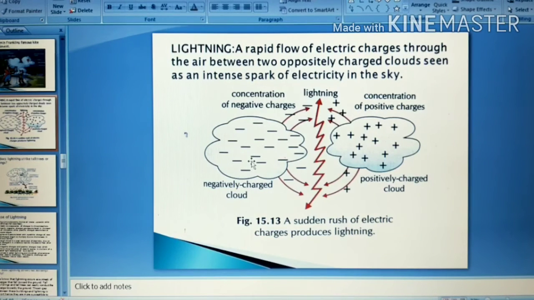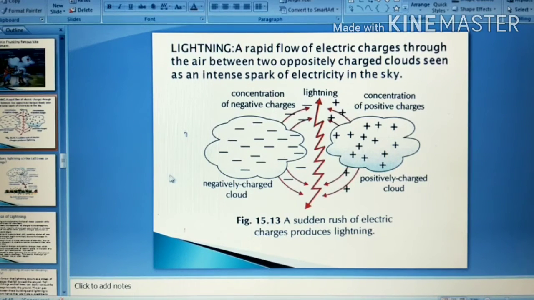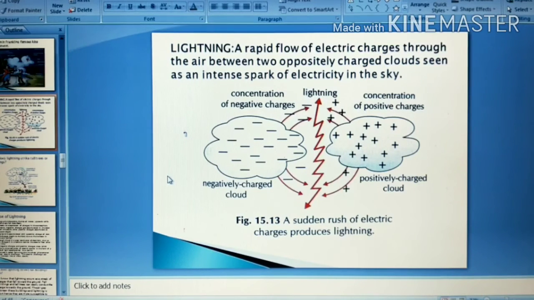So what is lightning? Lightning is a rapid flow of electric charges through the air between two oppositely charged clouds, seen as an intense spark of electricity in the sky. Now you know that clouds contain tiny crystals of ice and droplets of water which move against each other. This can cause a huge amount of charge to build up in the clouds. Ordinarily, nothing happens due to the charge buildup because air does not conduct the charges from the clouds. It is a very poor conductor of electricity.